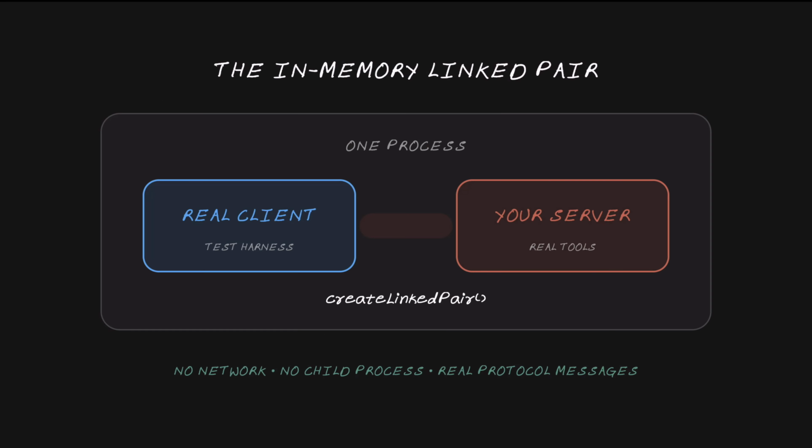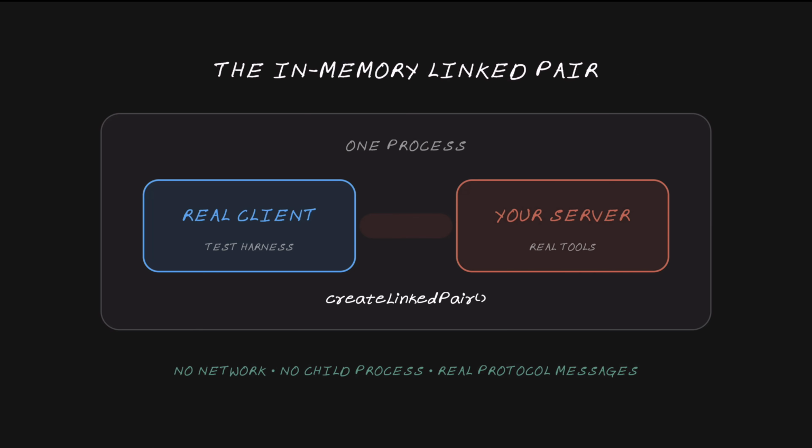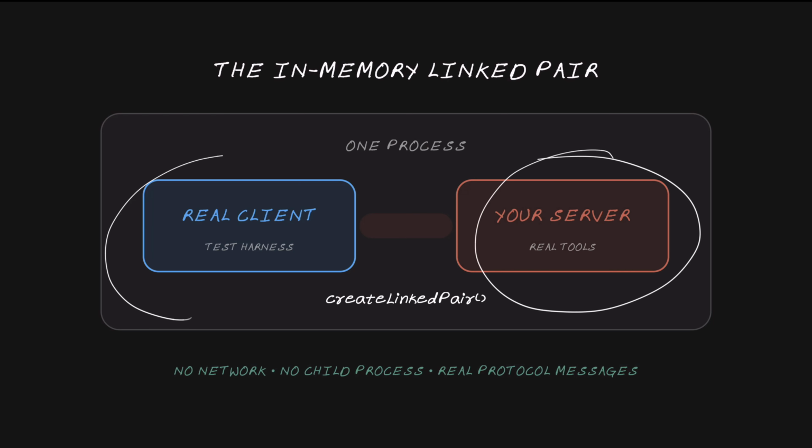Now let's look into the pattern that makes this possible. The official SDK ships something called an in-memory transport. In the TypeScript SDK, it is just one line: InMemoryTransport.createLinkedPair. It gives you 2 ends of a pipe. You can connect a real MCP client on one end and a real MCP server on the other end, and both of them live inside the same process. There is no network call and no child process. It's just the real protocol messages flowing through memory itself.